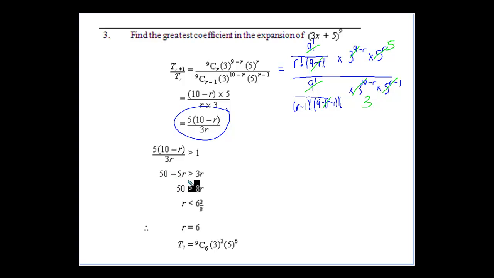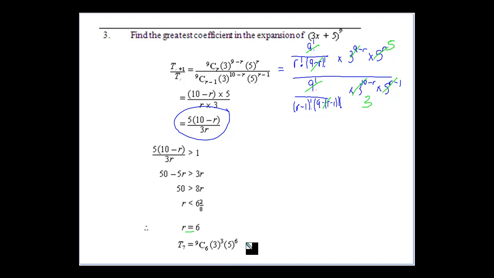Again, we're going to take the ratio, set it greater than 1, and then start to clean it up. So 50 minus 5r is greater than 3r. The 50 is greater than 8r, or r is less than 6 2/8. So r must be 6, because that was the first whole number less than 6 2/8.